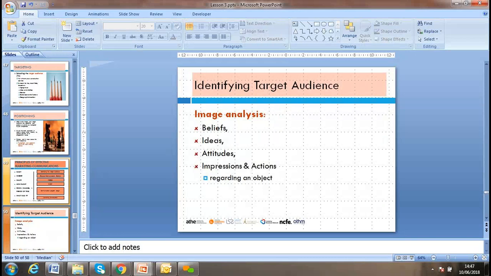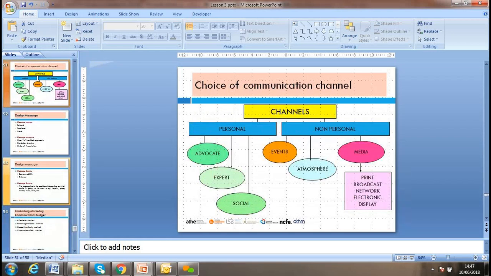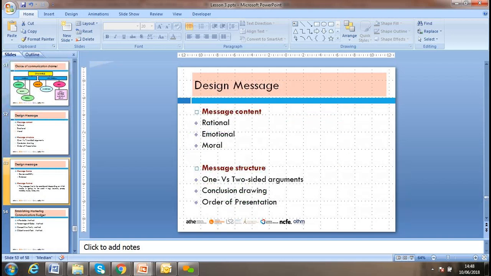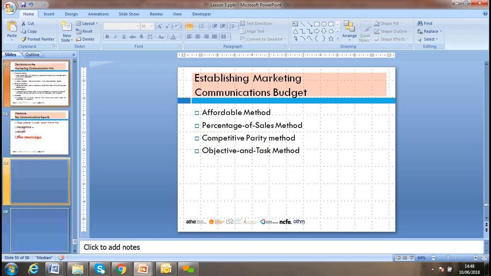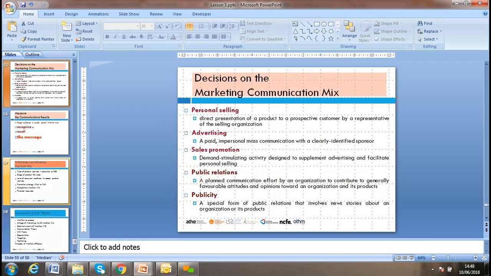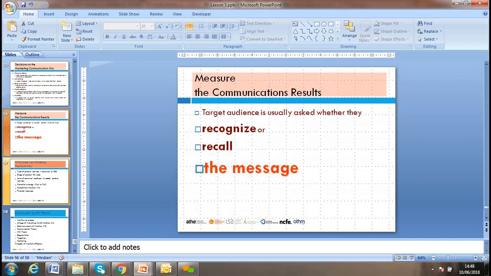Any question? No. So we need to look at all this and analyze beliefs, ideas, attitudes, impressions about the product. Of course, we can use different channels, different media, and we can design our message. For budget, there is the affordable method, percentage of sales: how much we can afford as a company, or what percentage of sales we want to spend on advertising and communications. Competitive parity method: how we prioritize based on what the competitors are doing. Objective and task method: what we want to achieve and what tasks we will do. So we make decisions on the marketing communication mix: personal selling, advertising, sales promotion. We need to make sure people recognize and recall the message.